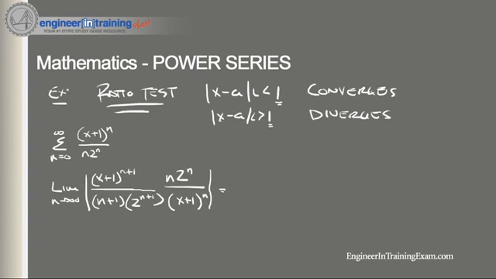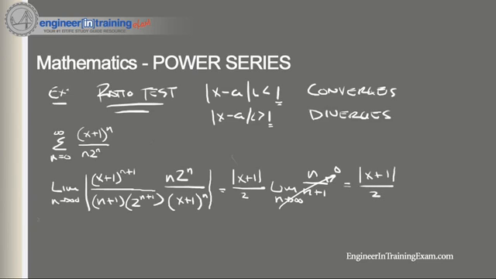Now once again we can take out the x terms because those are pretty much constants in this case. So we got the absolute value of (x plus 1) divided by 2 after simplifying, and the limit as n goes to infinity of n divided by n plus 1. We can see as n goes to infinity that this term is going to go away, and our limit is actually |x plus 1| divided by 2.